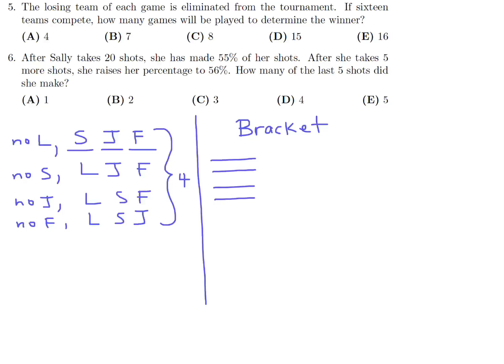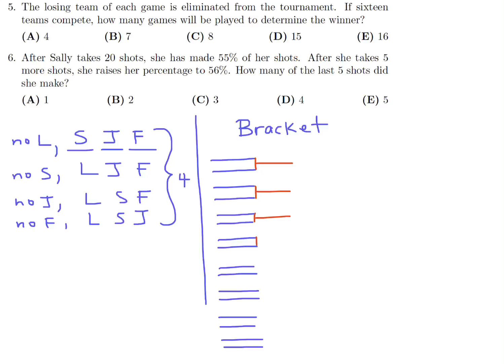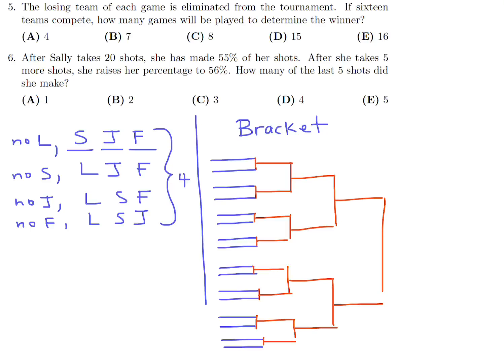So I'll draw 16 teams. Each of these lines represents a team, right? And then remember, 2 teams play, the winner advances. Same thing happens on the next round. Those teams play, the winner advances. Then we're at the quarterfinals, or semifinals, whatever. And then the final 2 teams play, and you get a champion here. It's the same thing at the FIFA World Cup, and pretty much any tournament.